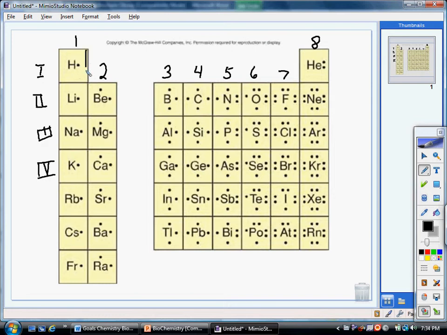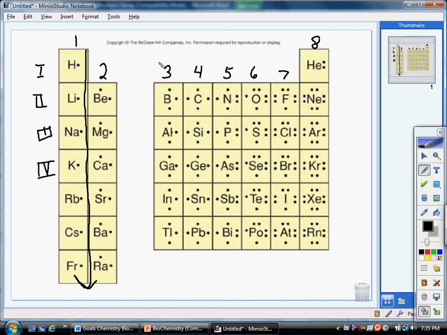If you look at this entire group all the way down, they all have one valence electron, and everything in group 2 has 2 valence electrons. Everything in group 3 has 3 valence electrons, 4 valence electrons. Okay, so these are called Lewis dot diagrams, and now the target's asking you, can you do a Bohr model for each of the following? Well, this is very simple.